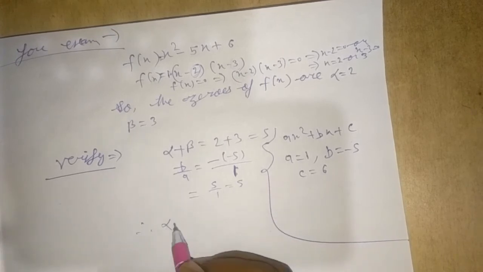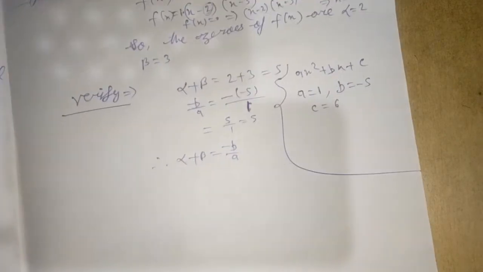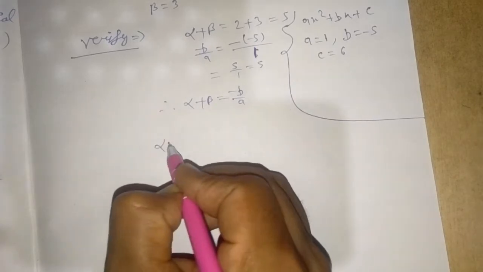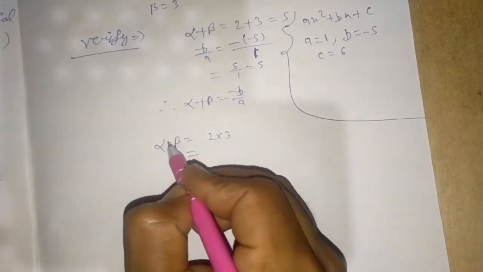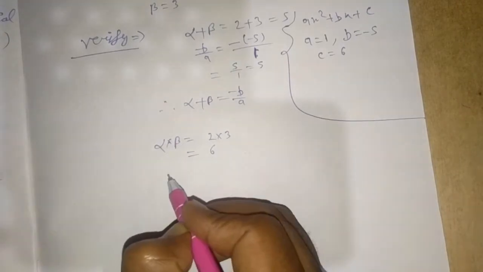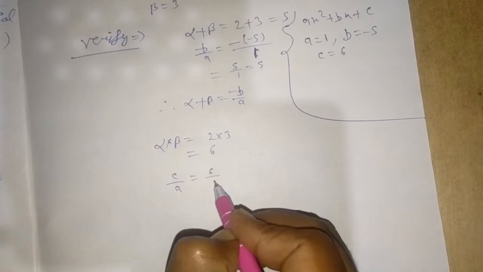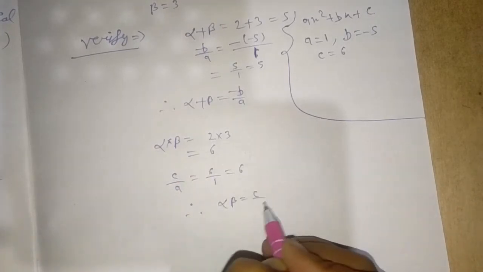Therefore you can write alpha plus beta is equal to minus b upon a. So our first condition is verified. Now the product of the zeros, alpha into beta, 2 into 3, means 6. Also c upon a, c means 6, a means 1, so 6. Therefore you can write alpha beta is equal to c upon a.